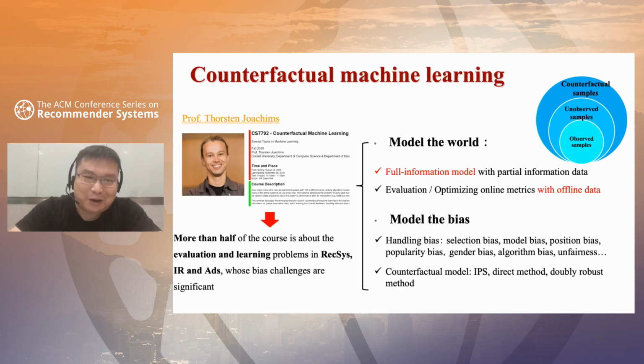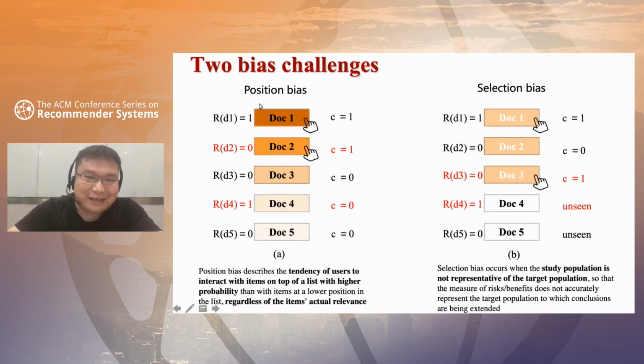Let's see 2 important biases. The first one is position bias. Position bias describes the tendency of the user to interact with items on top of a list with higher probability, regardless of the item's actual relevance. Let's see one example. Document 4 is relevant, but it is ranked far from the first place. The user maybe has less chance to see it, so the user can't click it.